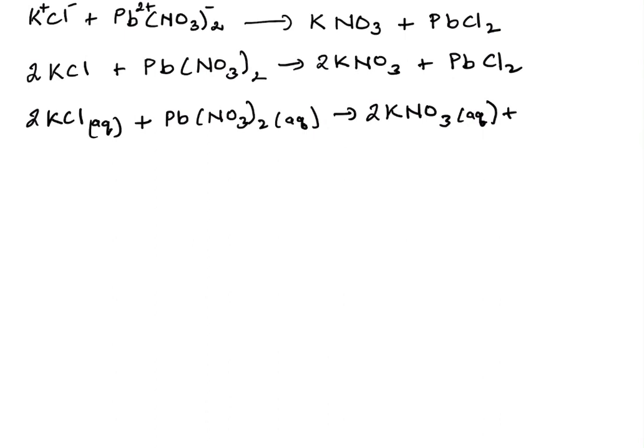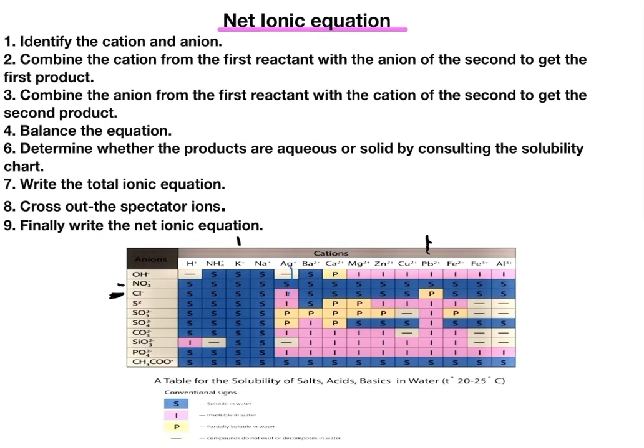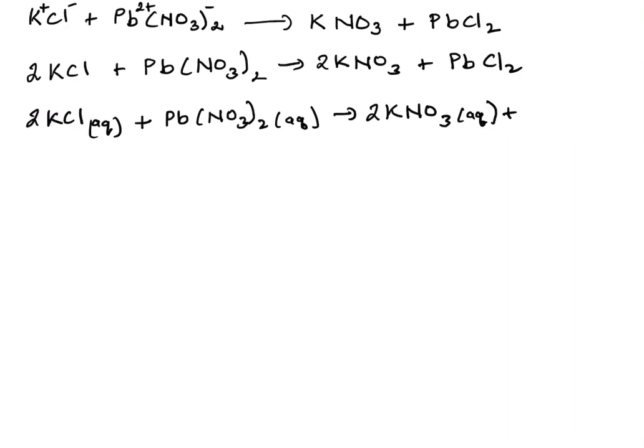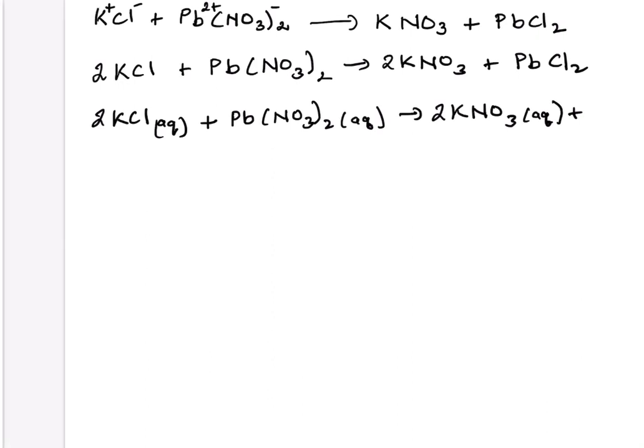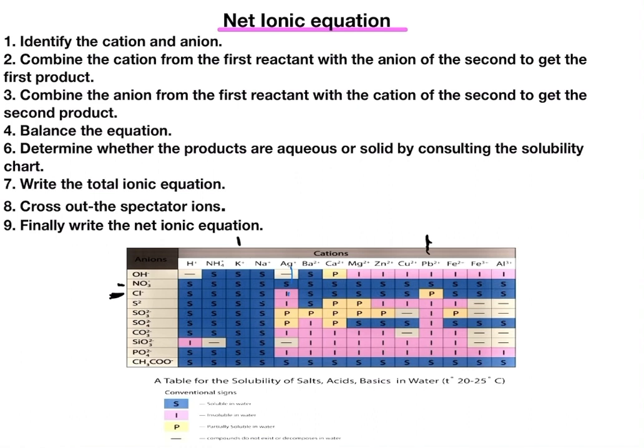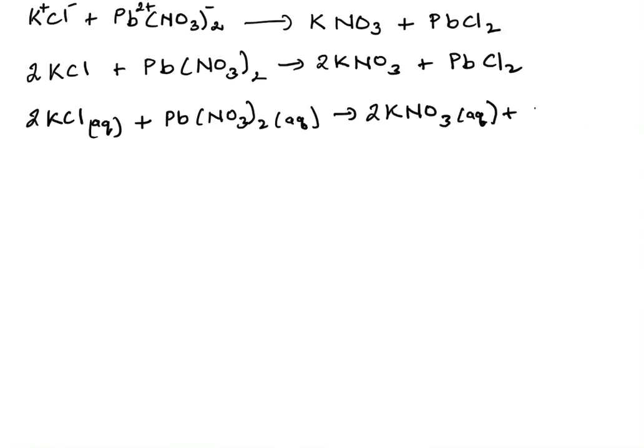Now when we come to lead chloride, if you look at the table, lead over here and chloride over there, that's lead chloride. So there is an exception when lead combines with chlorine. We can see over here it's not soluble, so it's a solid. So we can write down PbCl2, and we can write solid over there.